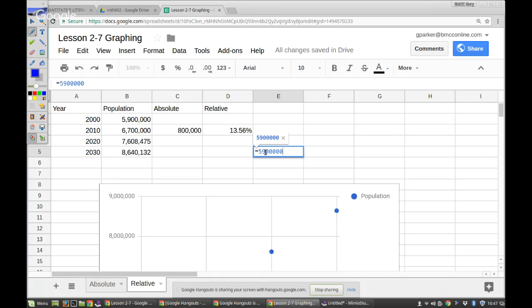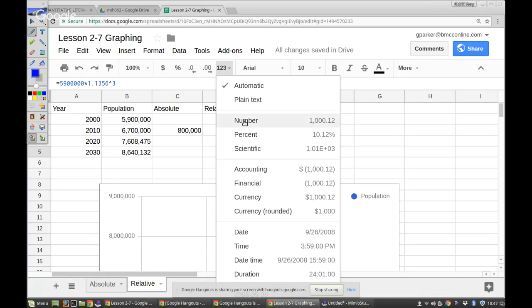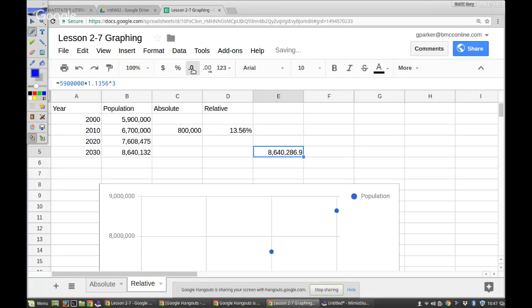5,900,000 times 1.1356. To raise a power, it's that little caret icon, that shift 6 gets you that. And I'm going to raise that to the 3rd power. And I should get pretty darn close to what the other calculation was by repeating the percent increase. Let's throw some commas in there so it's more readable. Drop a couple decimals. So 8,640,287. It's close, but not exact.